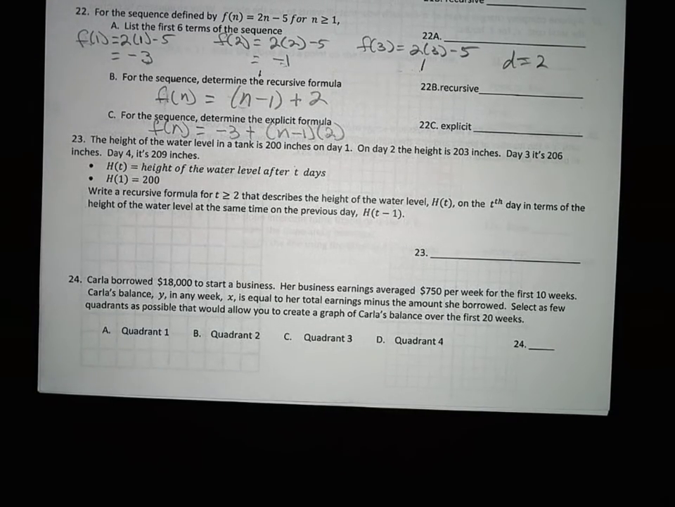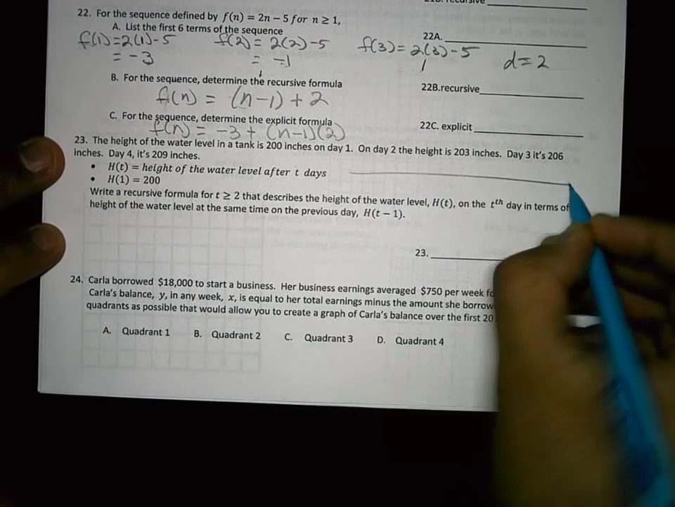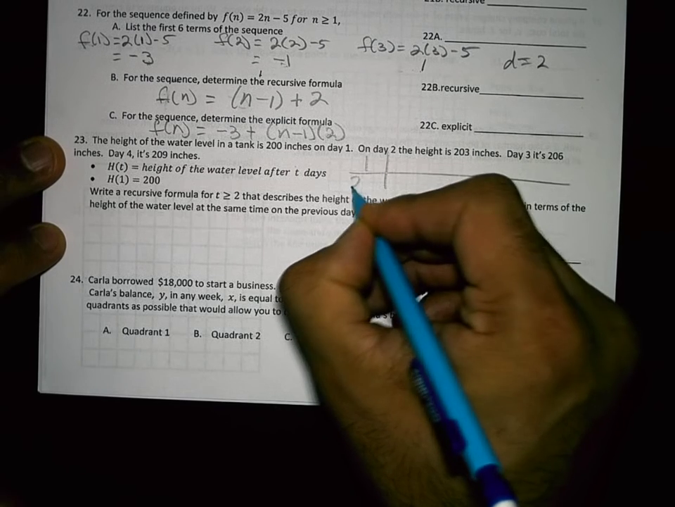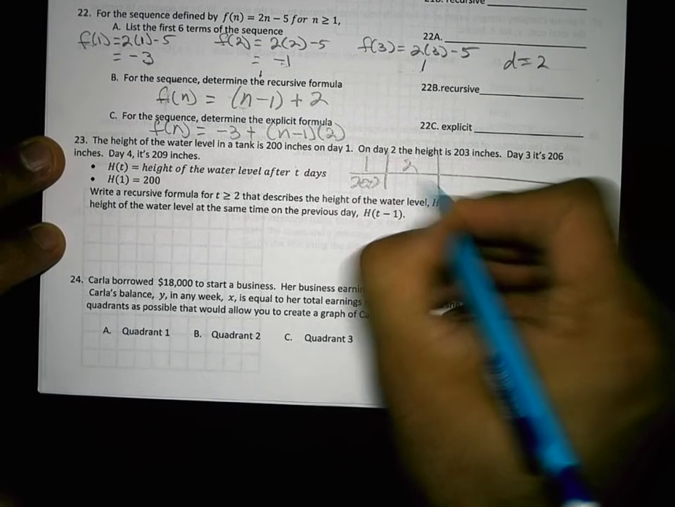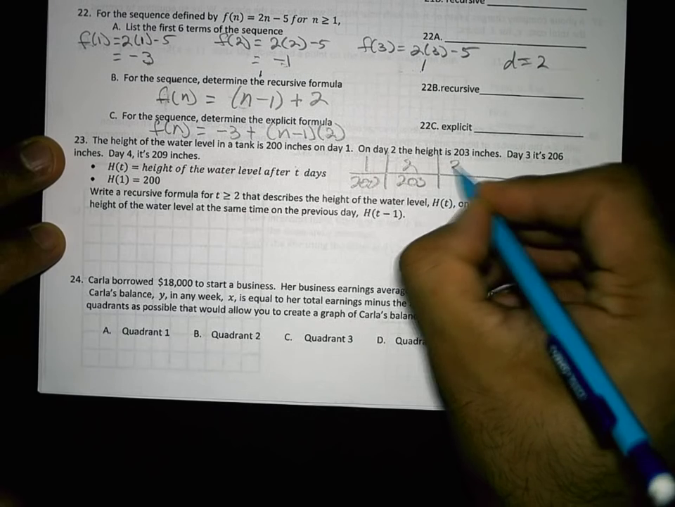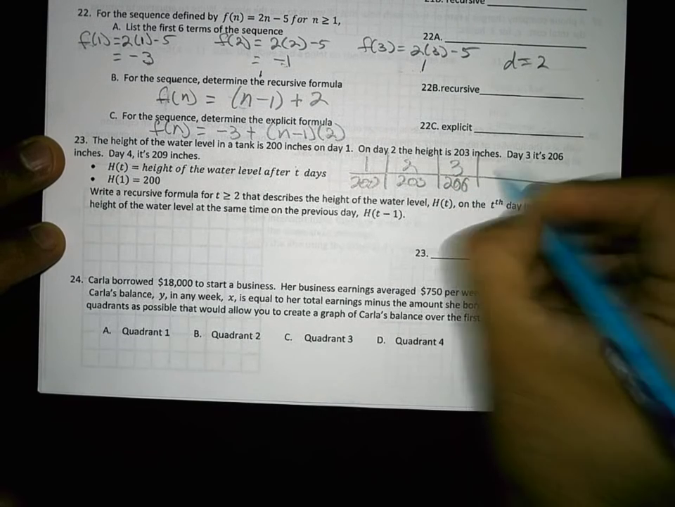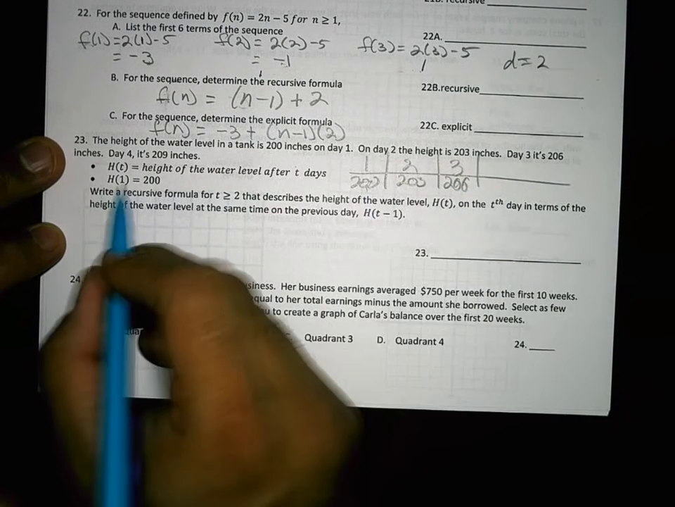The height of the water level in a tank is 200 inches on day 1. On day 2, it's 203 inches. On day 3, it's 206 inches. And day 4, okay, right. Write the recursive formula. So if I just made it basically a table out of this, day 1, it was 200. Day 2, it was 203. Day 3, it was 206. So that's my first term right there, and they're telling me that.